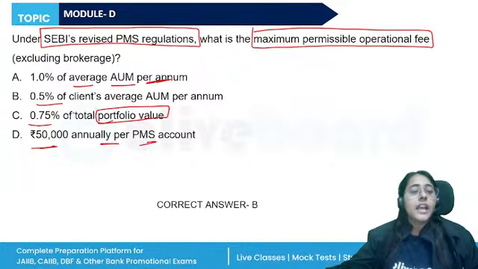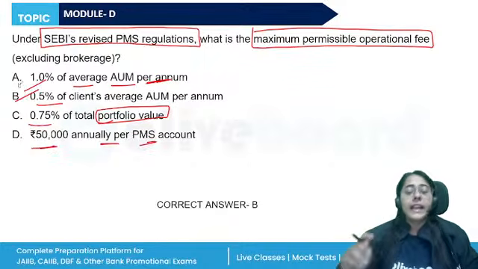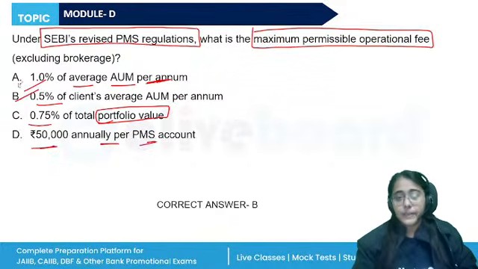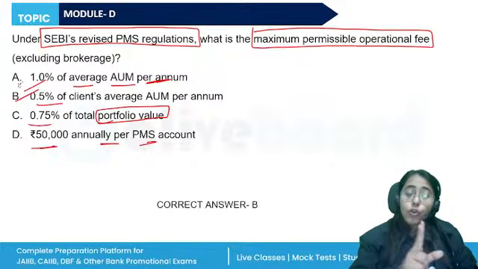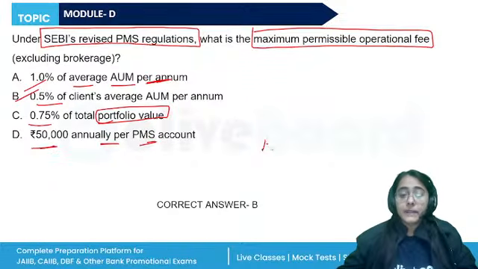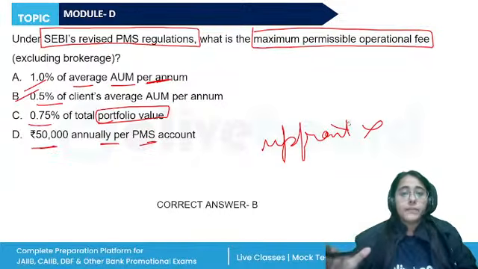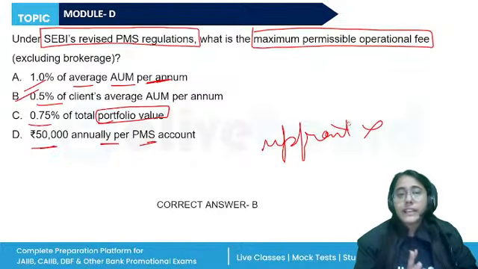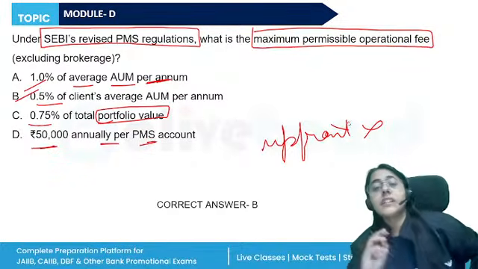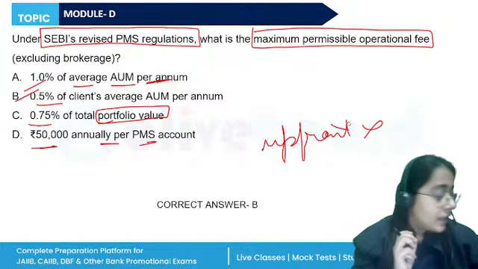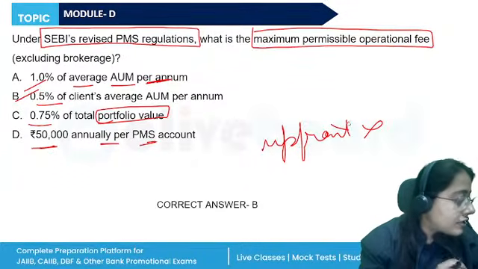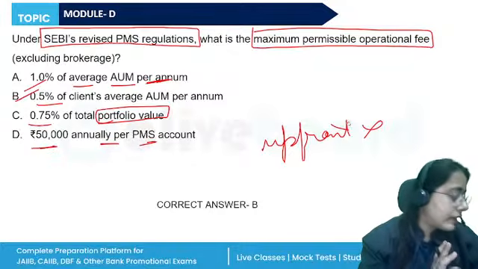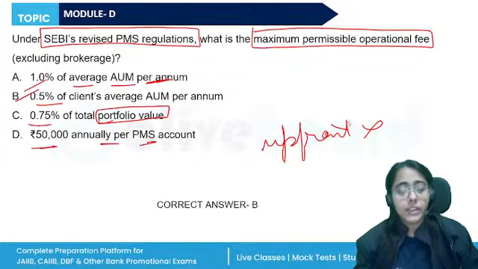Yes, it is 0.5% of the client's average asset under management. Okay, no upfront fees will be charged. Keep in mind, no upfront fees will be charged, and the operational fees excluding brokerage cannot exceed 0.5% per annum of the client's average asset under management. Okay, so the maximum operational fees excluding brokerage cannot be more than 0.5%.